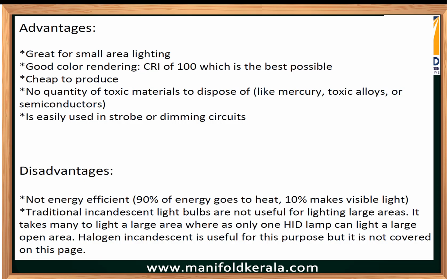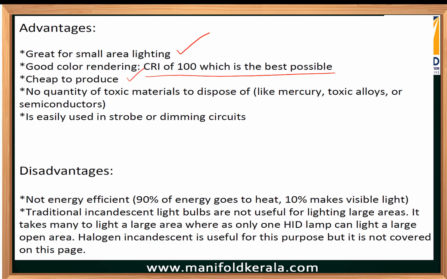So, advantages of incandescent lamps. They are ideally suited for small area lighting. They have an excellent color rendering index, which is 100%, the highest or best possible value. They are very cheap to produce. No toxic materials like mercury and toxic alloys are disposed, which means they can be easily disposed of, and they can be used in strobe and dimming circuits.